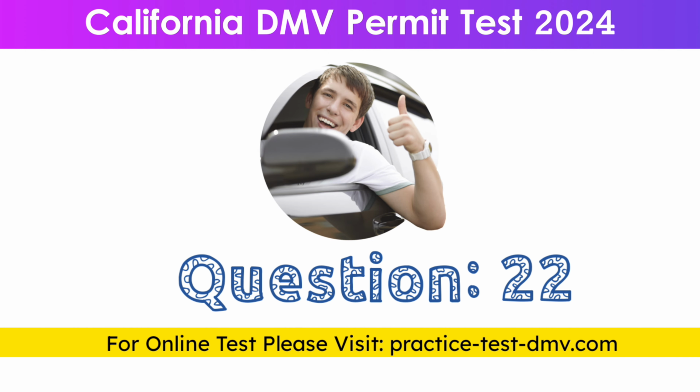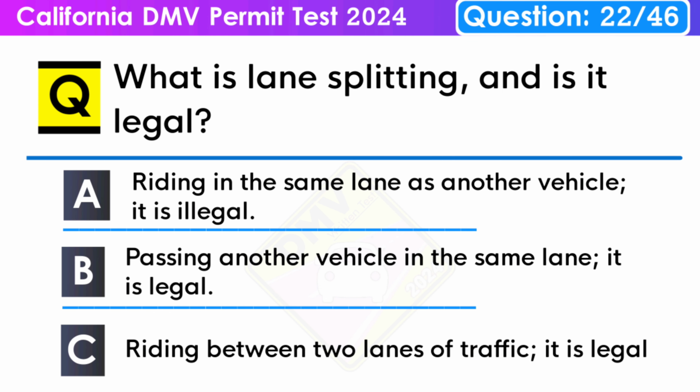Question 22. What is lane splitting and is it legal? A. Riding in the same lane as another vehicle, it is illegal. B. Passing another vehicle in the same lane, it is legal. C. Riding between two lanes of traffic, it is legal. Correct answer: C. Riding between two lanes of traffic, it is legal. Lane splitting is when a motorcyclist rides between two lanes of traffic, and it is legal in certain areas. It allows motorcyclists to navigate through slower or stopped traffic more efficiently.